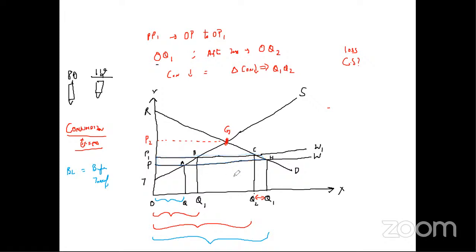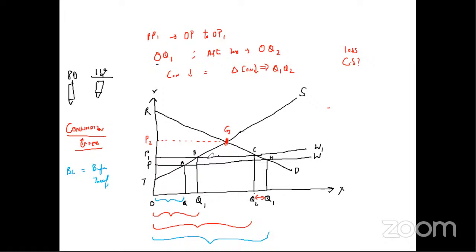Why are they not able to purchase? Because when the price increased, the consumer surplus is reduced to only this much. So the consumer surplus has reduced by this rectangle. If the question asks what is the reduction in consumer surplus, that is P1CH. This quadrilateral shows your new consumer surplus.